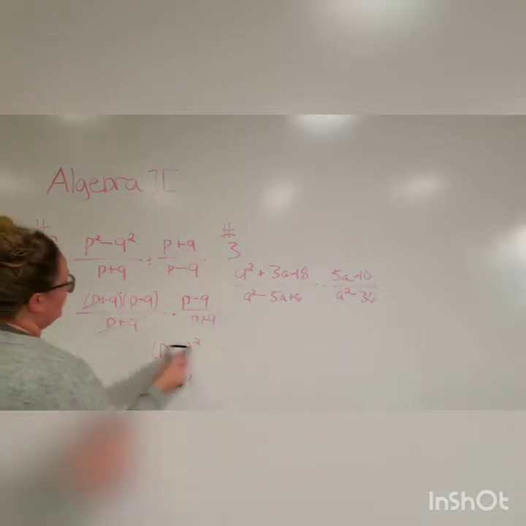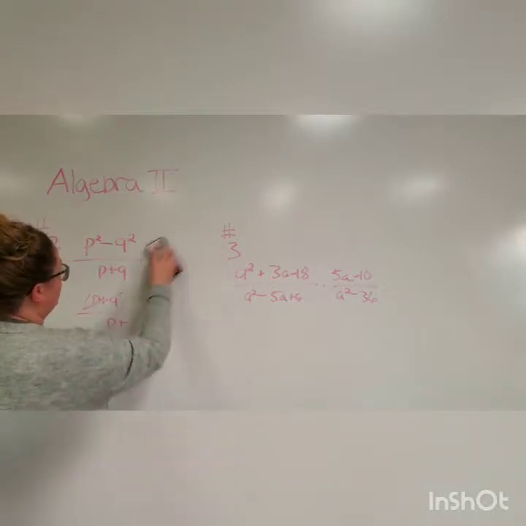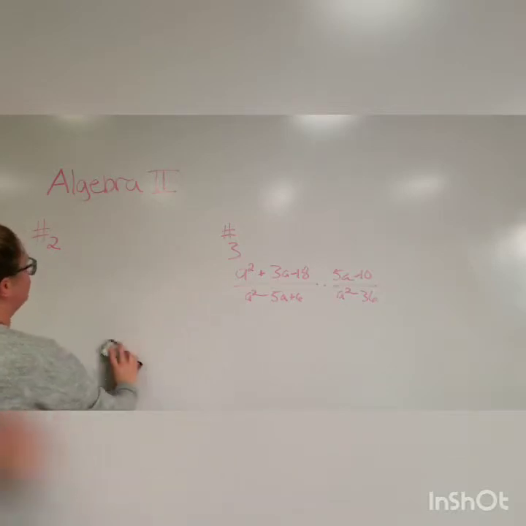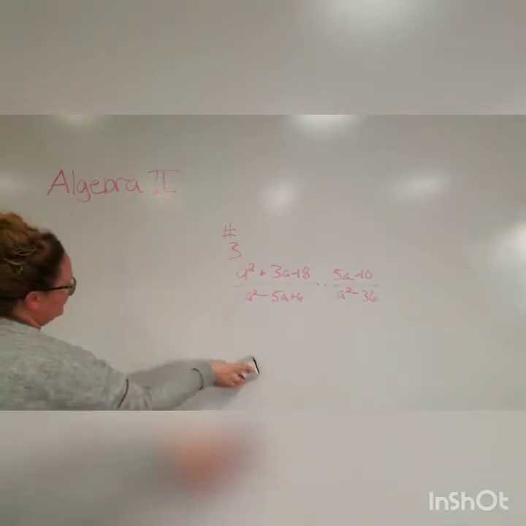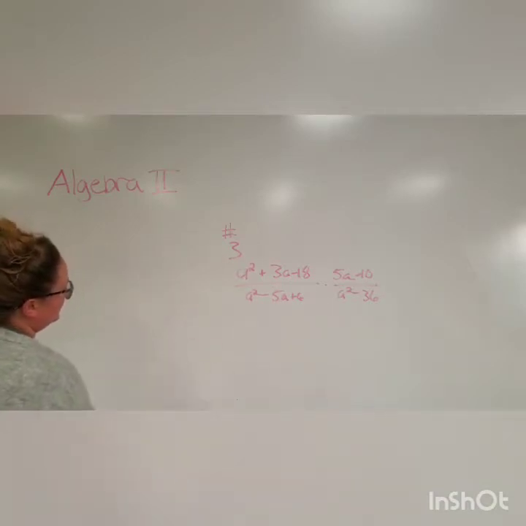All right, problem number 3. It's a multiplication problem. Now, don't get mixed up on these. Multiplication and division do not have to have a common denominator, all right? So don't think you just have to factor all of these to lowest terms.